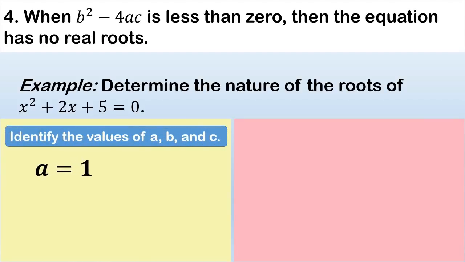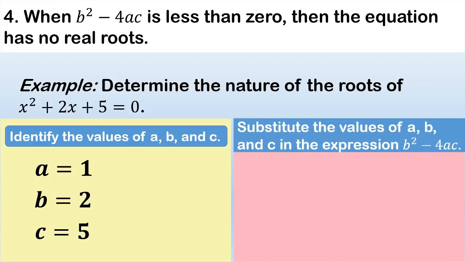So the value for a is 1, for the coefficient of x squared, b is 2, the coefficient of x, and c is 5. Now, after we identify the values for a, b, and c, let's substitute them into the given expression, which is b squared minus 4ac, to identify the discriminant. So, b squared minus 4ac will become equal to 2 squared, 2 is the value of b, minus 4 times 1, which is the value for a, and 5 for the value of c.